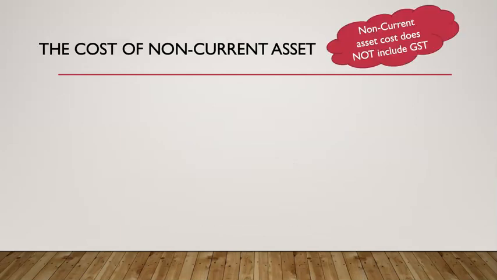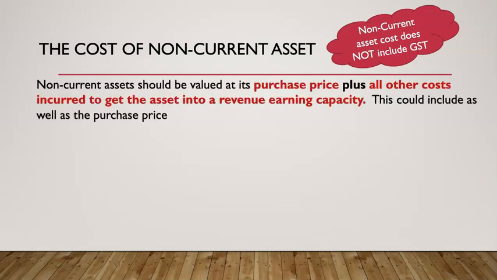So before we allocate a cost for each period, we really need to do some revision on what I mean by the cost of a non-current asset, because that's the starting point. How much is our non-current asset worth when we purchase it? Because only then can we start to allocate parts of this cost to each period. So this comes back to terms and concepts that we've learnt before. We need to understand that the non-current asset will be valued at its purchase price, what we buy it for, but importantly, plus, circle that plus, all other costs incurred to get the asset into a revenue earning capacity.